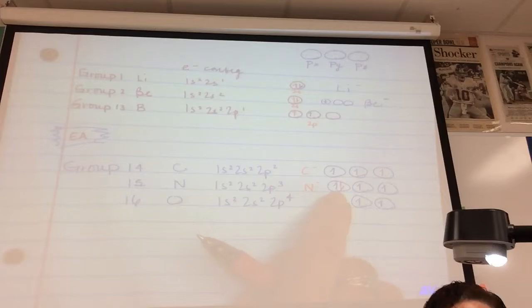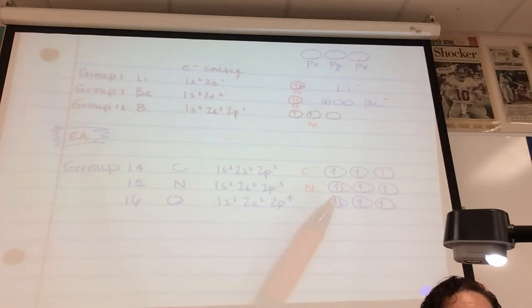You're going to see this in group 15. The kids are usually golden at this, but then they make the most careless mistake. Because I've talked about nitrogen here, they're like, oh, everything goes into the 2px orbital. Well, look at phosphorus. To which orbital would that additional electron go?